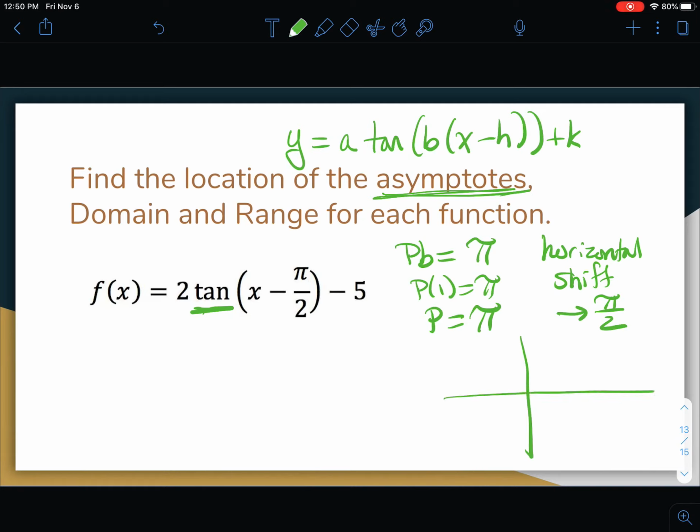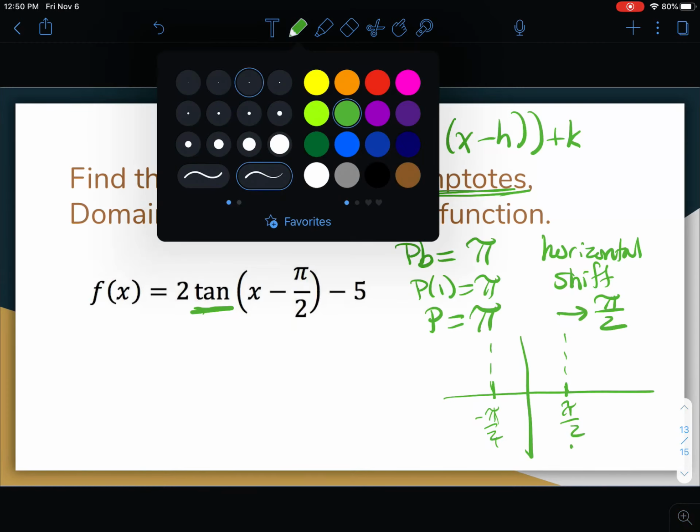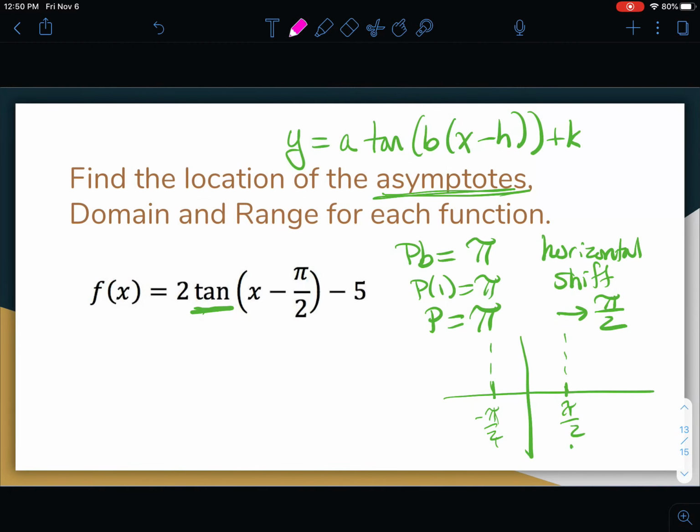Okay, so remember our function family here. We had negative pi over 2, pi over 2, and that's where those asymptotes were. Now we're going to shift to the right pi over 2. So instead of this asymptote, we're going to now look here. And then if this is pi, we're going to have one here. So notice we're going to shift everything to the right, pi over 2.